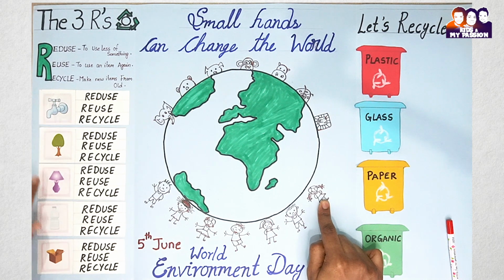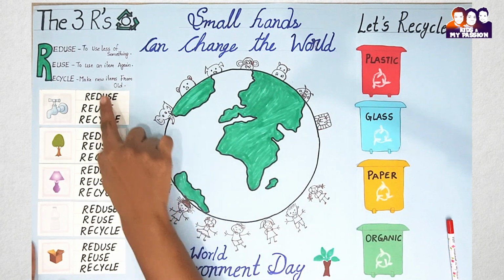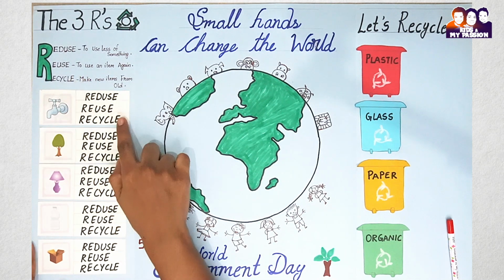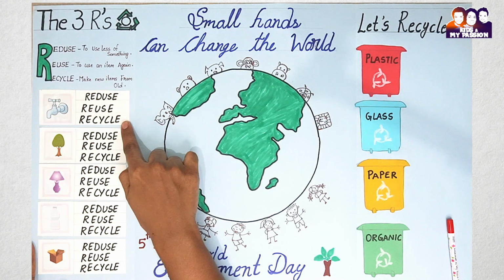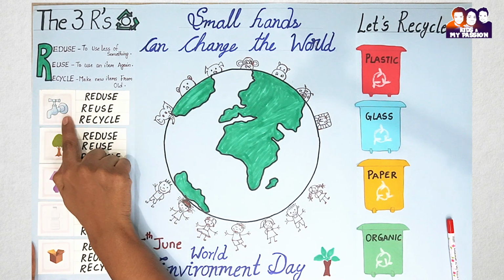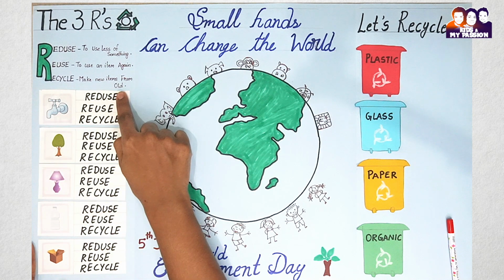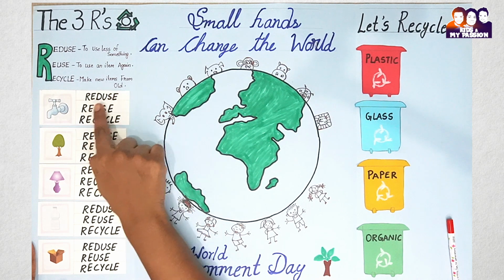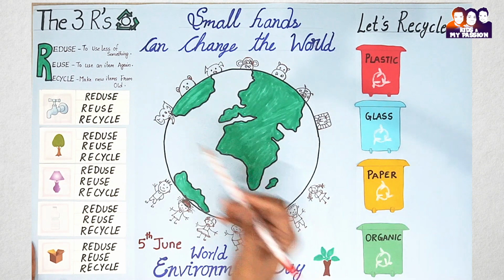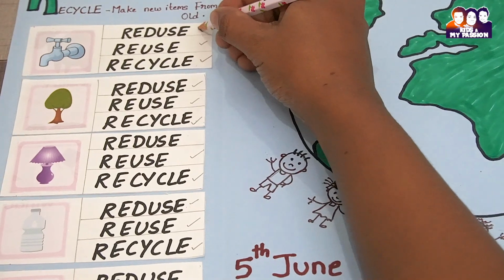First activity. It is based on 3R rules, that is reduce, reuse, recycle. We'll see for different objects. First one is water. So for water, reduce, recycle and reuse. The kids mostly waste the water. So tell them the importance of water.